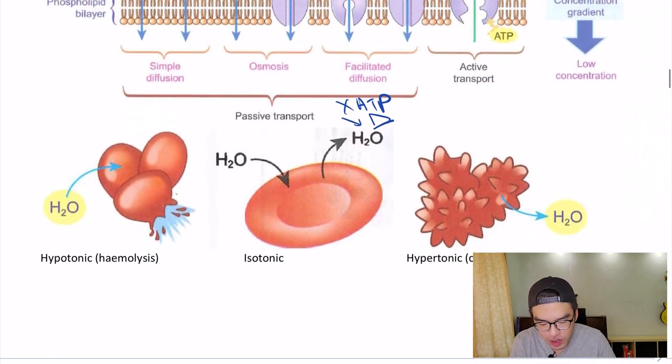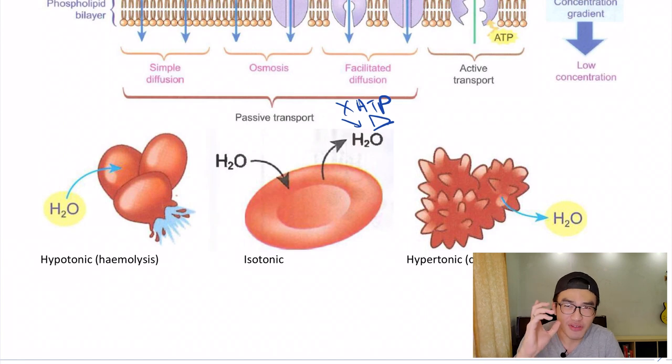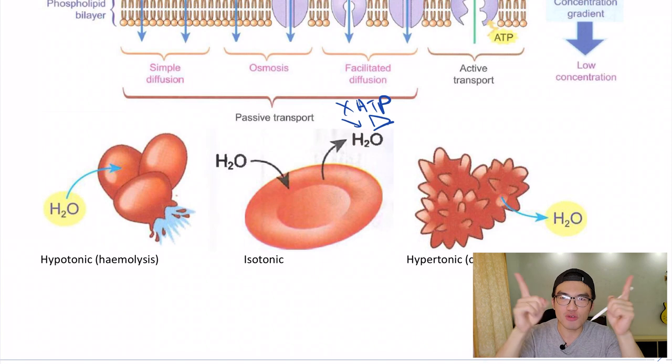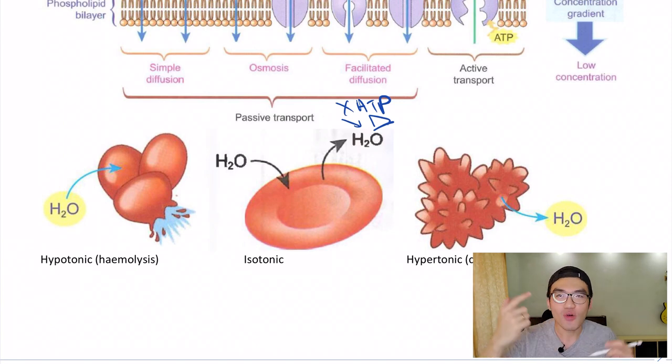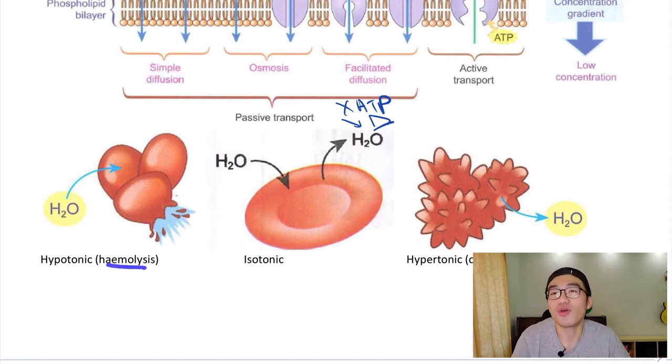Moving on, if you put your red blood cell into hypotonic, what is hypotonic again? Hypotonic means a very watery surrounding. Remember, when we are talking about hypo, iso, and hypertonic, we are talking about the solution, not the cell, the solution surrounding it. If you are putting into hypo, it is less concentrated than the cell. Water is moving into the cell. That's why you get hemolysis. Lysis means burst, hemo because red blood cell has hemoglobin.